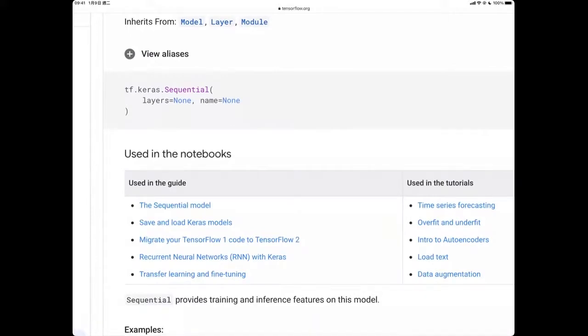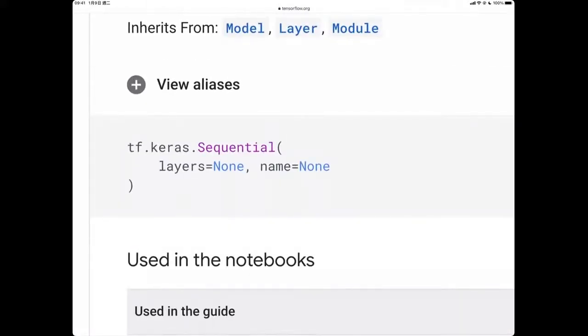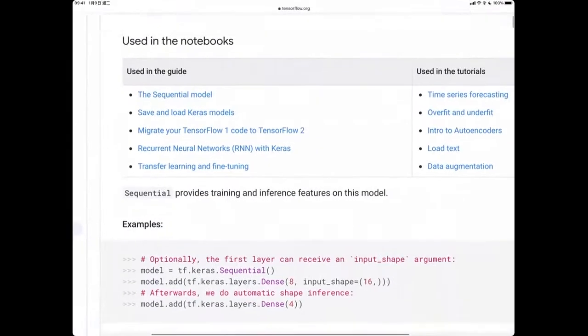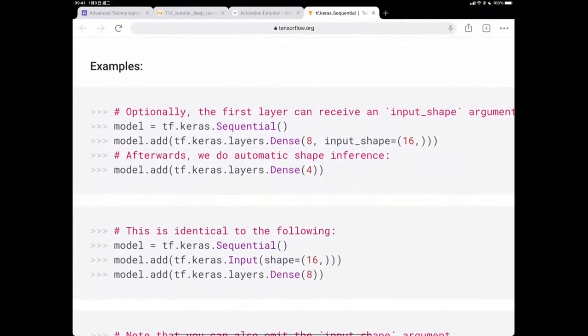Right here, we can see that tf.keras.Sequential means I would like to create a stack, or a sequential model. I need to define how many layers I would like to use, and in each layer, how many neurons I would like to use. So right here, you say Keras Sequential, layers none. Maybe we can see an example right here. You define a model, tf.keras.Sequential, and it's an empty model.